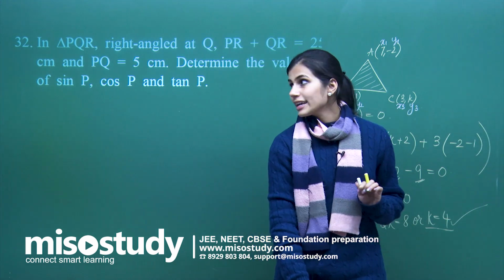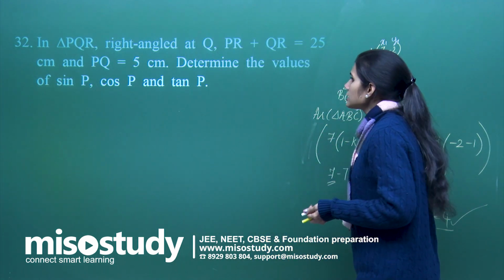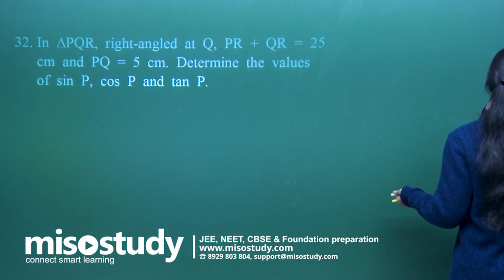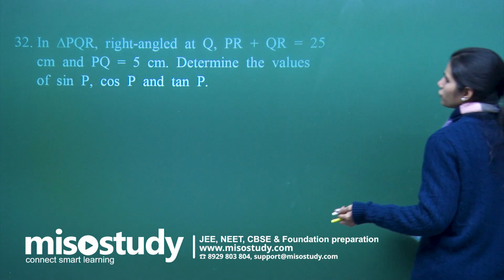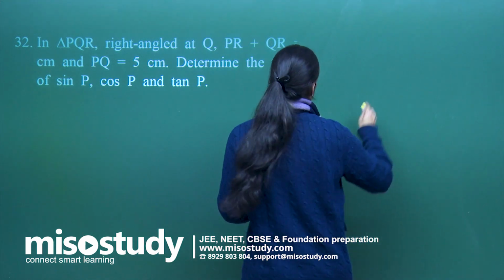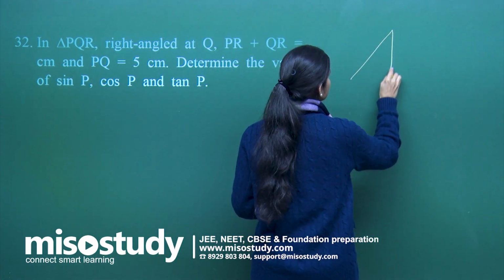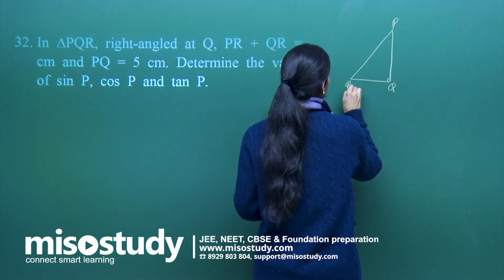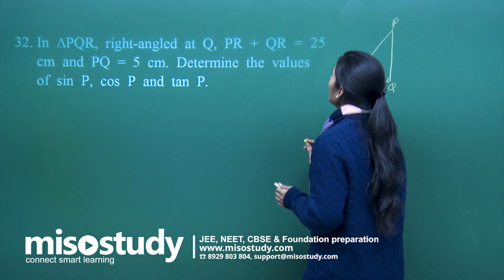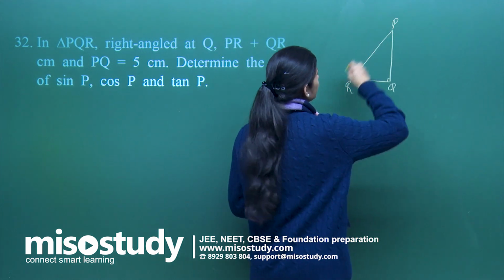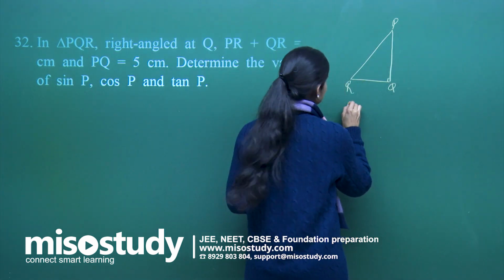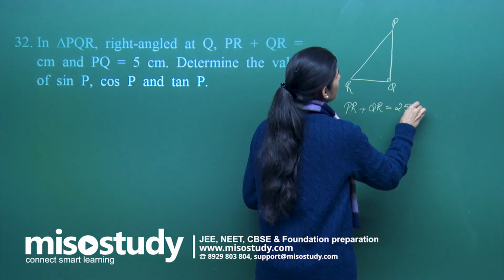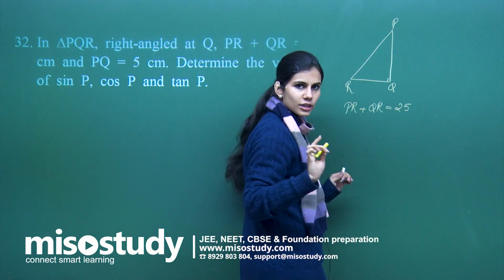Then I have, in triangle PQR. So we are heading towards trigonometry now. What is it trying to say? In triangle PQR, right angled at Q. So the triangle is given to me as something like this. Okay, right angled at Q. PR plus QR is 25. So PR plus QR is 25.